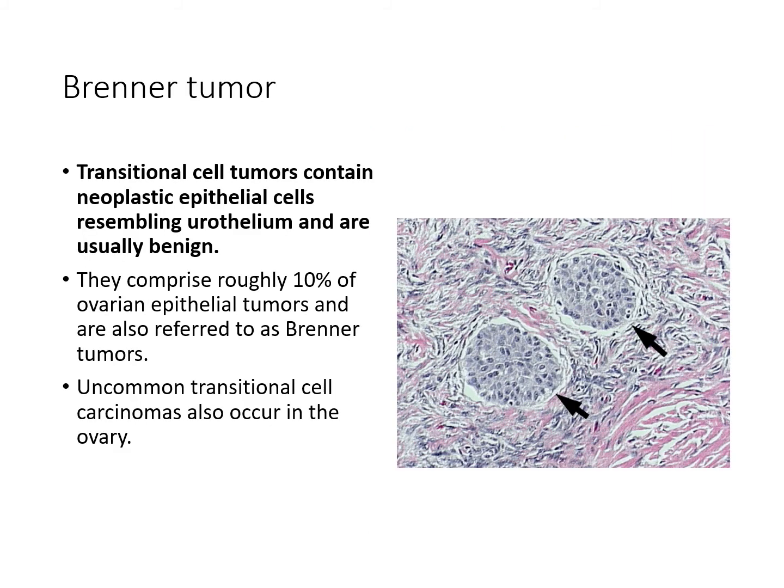The last type of epithelial tumor is Brenner tumor, which is a transitional cell tumor containing neoplastic epithelial cells resembling urothelium, and they are usually benign. They comprise roughly around 10% of ovarian epithelial tumors, and uncommon transitional cell carcinomas can also occur.